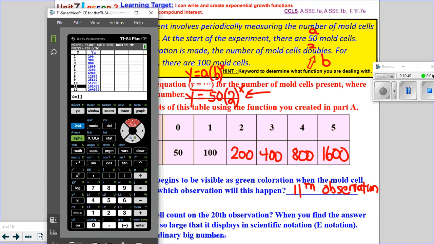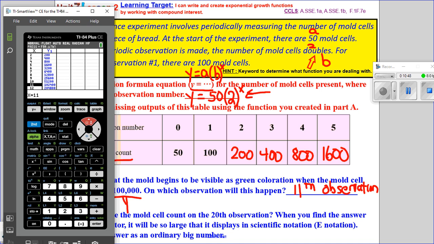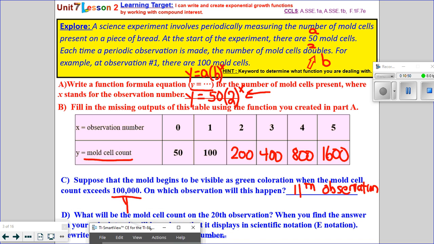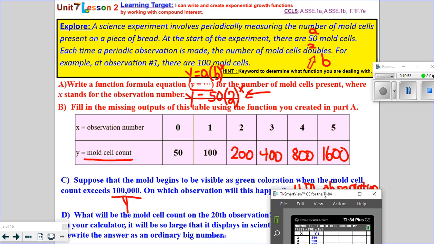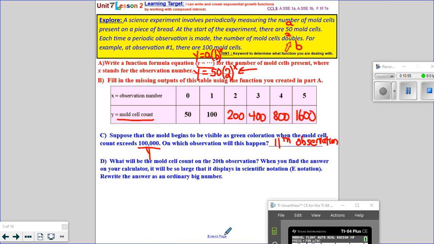I don't know where to put this. Where should I put this? All right, maybe down there. Okay, maybe over here. Okay.